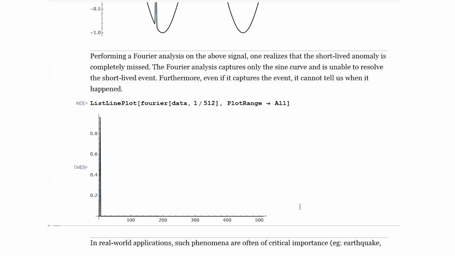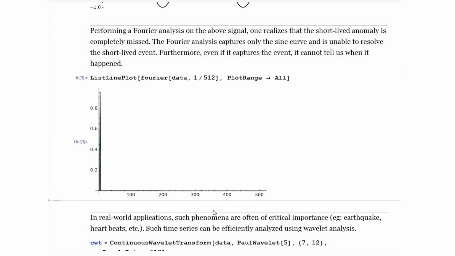This takes just a few seconds, and there's the result. And you can see that you have only one peak, and this peak corresponds to the sine function. You see that no other peak is detected by the Fourier analysis. So in essence, it has completely missed out on this short-lived anomaly. In real-world applications, this kind of information can be of critical importance. For example, things like earthquakes, or when you're detecting some irregularity in a heartbeat, they occur at a very short instance in time, but they are extremely important in diagnosis. In such cases, if that information is missed by Fourier transform, we might come to wrong conclusions.